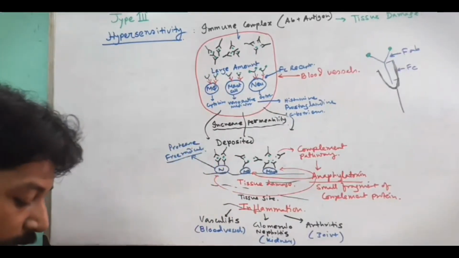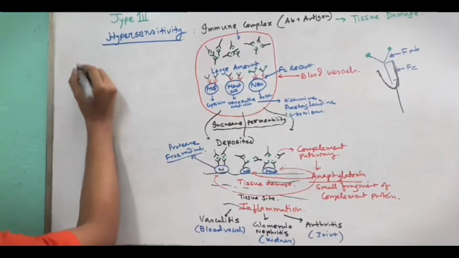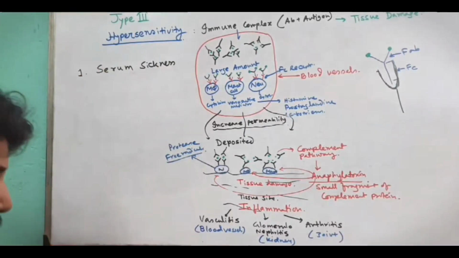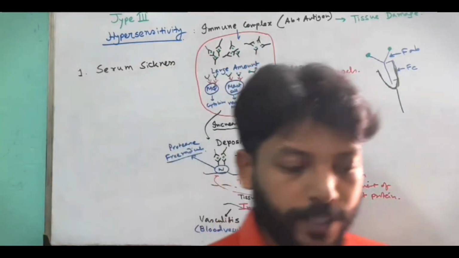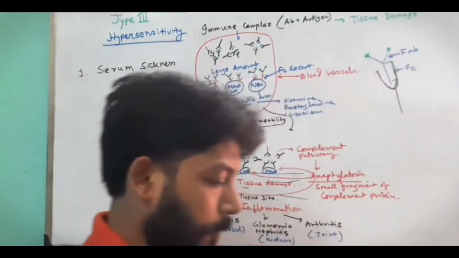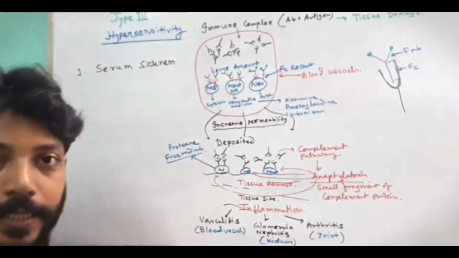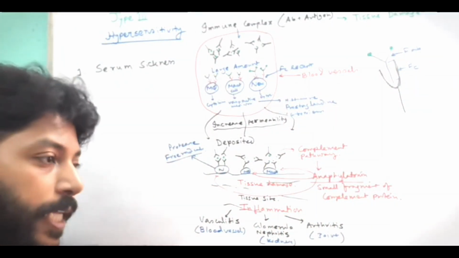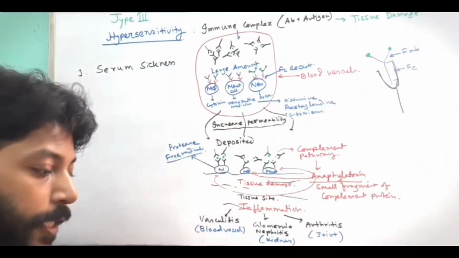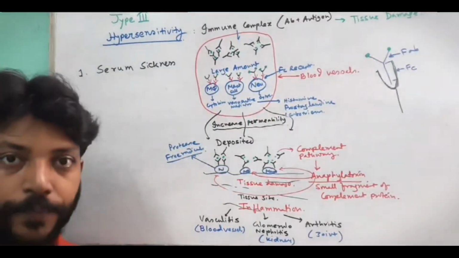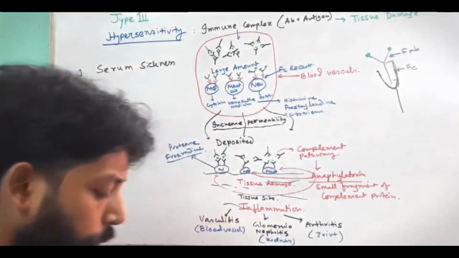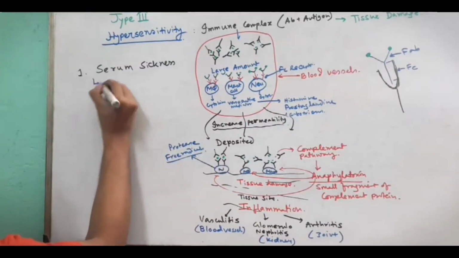Now I will give you some examples of type 3 hypersensitivity. The first is serum sickness. What happens in this case? If any individual receives antibody, like monoclonal antibody derived from mouse or antibody from horse, then the individual generates antibody against that antibody. The symptoms of serum sickness are fever and skin rash.